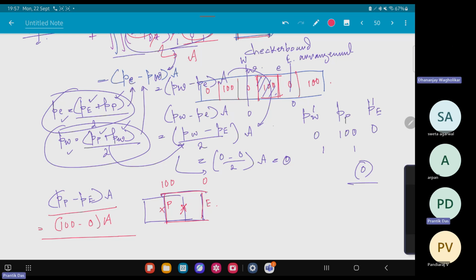Is it clear to all of you? Yes, sir, clear. So we are integrating in the staggered control volume, right? That is why you wrote P_P minus P_E. Yes. So the continuity equation will be solved in the initial control volume, and the momentum equation will be solved in the staggered control volume.